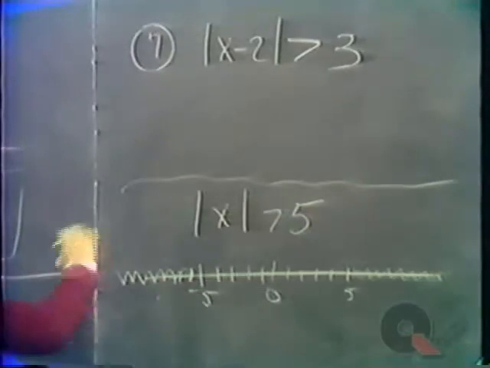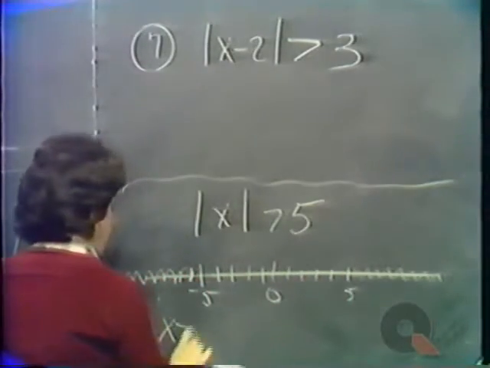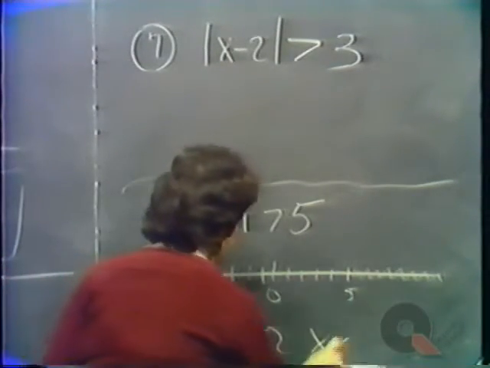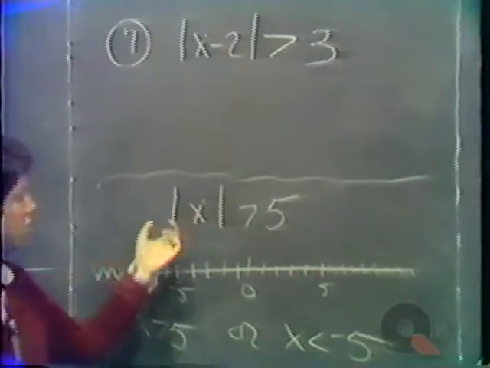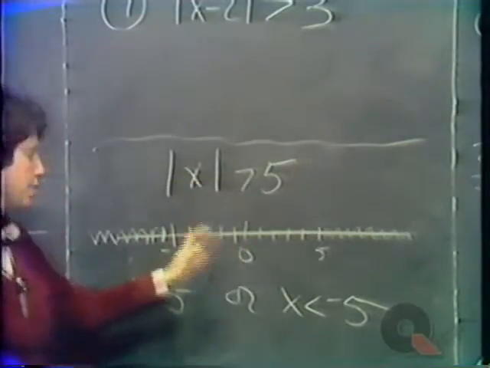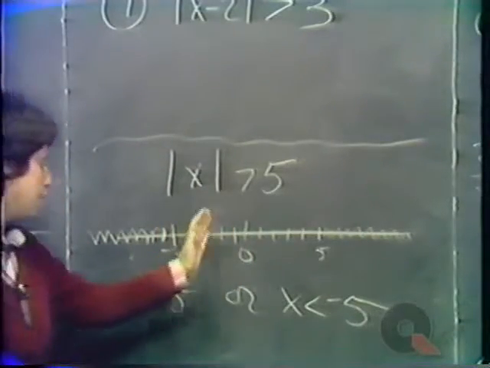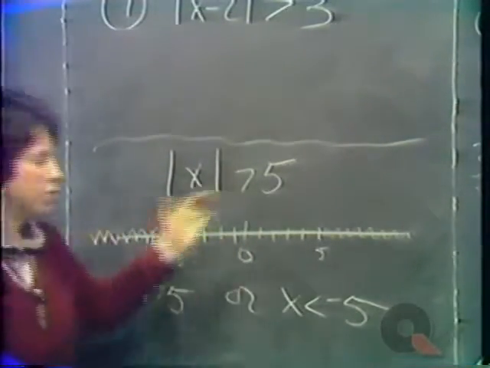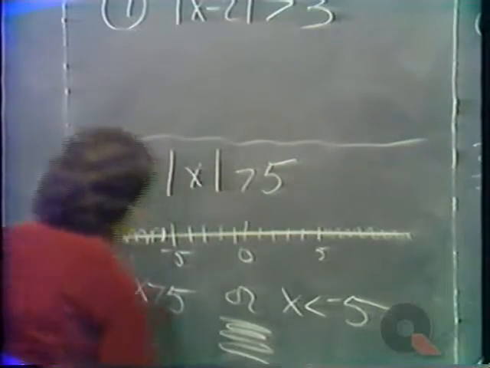Okay, so we have two possible ranges of answers. Either x could be greater than 5, or x could be less than minus 5. Another way, you could say the distance between x and 0 has to be more than 5. So either it's more than 5 units to the right, or more than 5 units to the left. In other words, in either extreme. But here we have basically the idea of or.